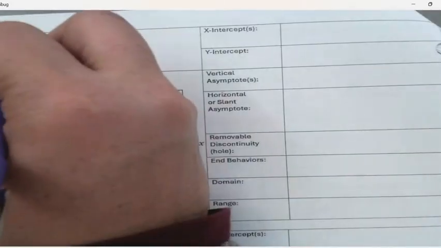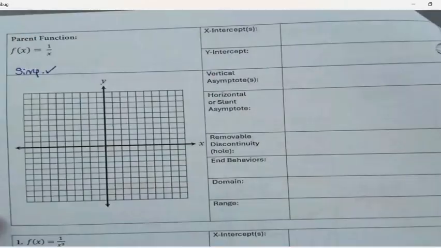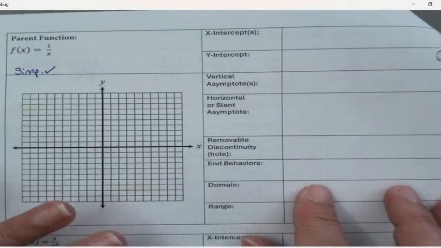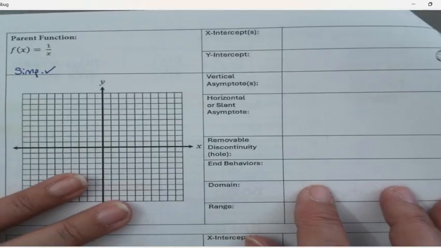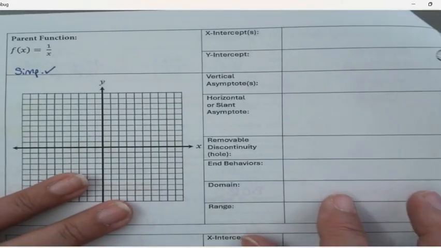Guys, see anything that needs to be factored and canceled? I don't see anything, right? Nothing factors. So I'm just going to write "sim" and do a check mark that I did that step because I don't want to forget that step.